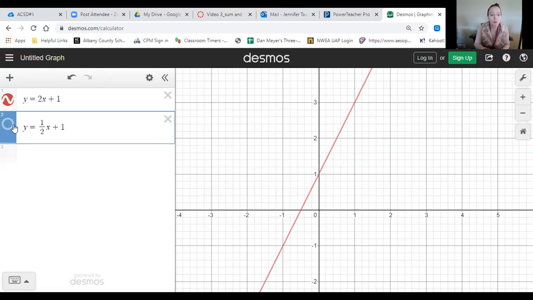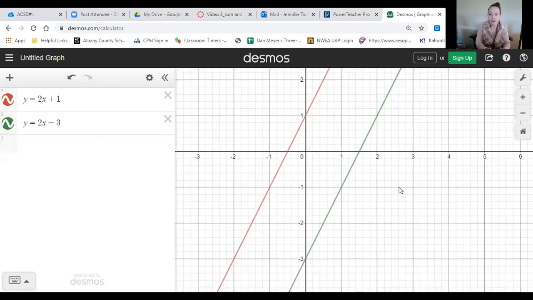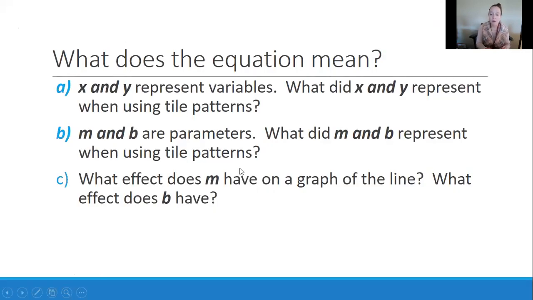All right, let's investigate what B does. So I'm going to start with that red line again, y equals 2x plus 1. But this time I'm going to say y equals 2x, same slope, minus 3. What happened to our line? It's the same slope, we have parallel lines, but now look at where we started. So the B changes where our graph starts. Is it going to start in the positive y's, or is it going to start in the negative y's? Okay, slope changes how steep it is. M or B changes where it starts. Okay, take a minute, answer that question C.